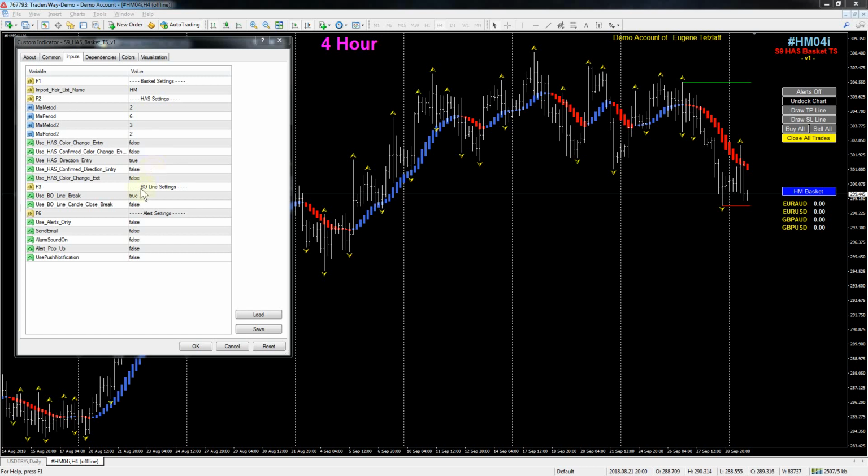You can see if you don't want to use the Haas line breakout, set it to false. If you don't want to use any of the Haas choices up here, set them to false. So you can use either one or both of them.